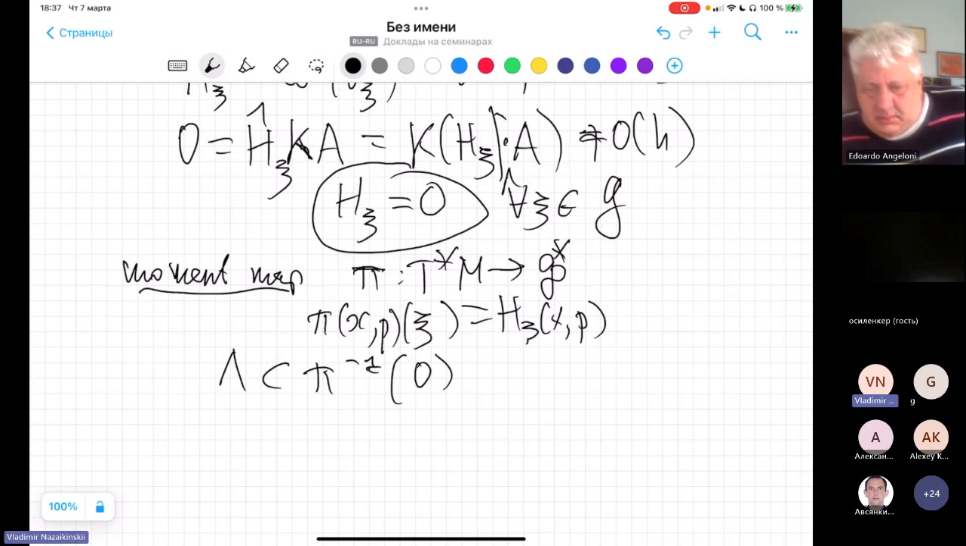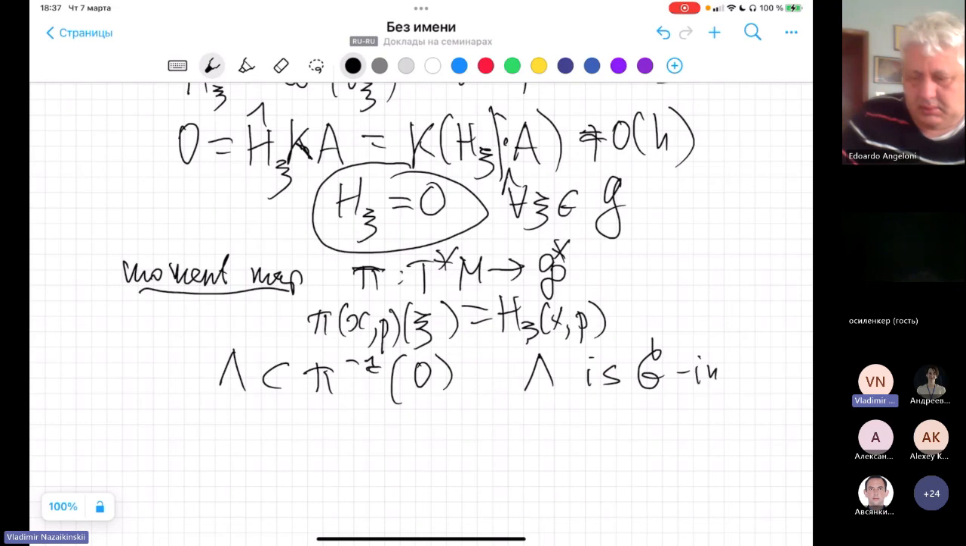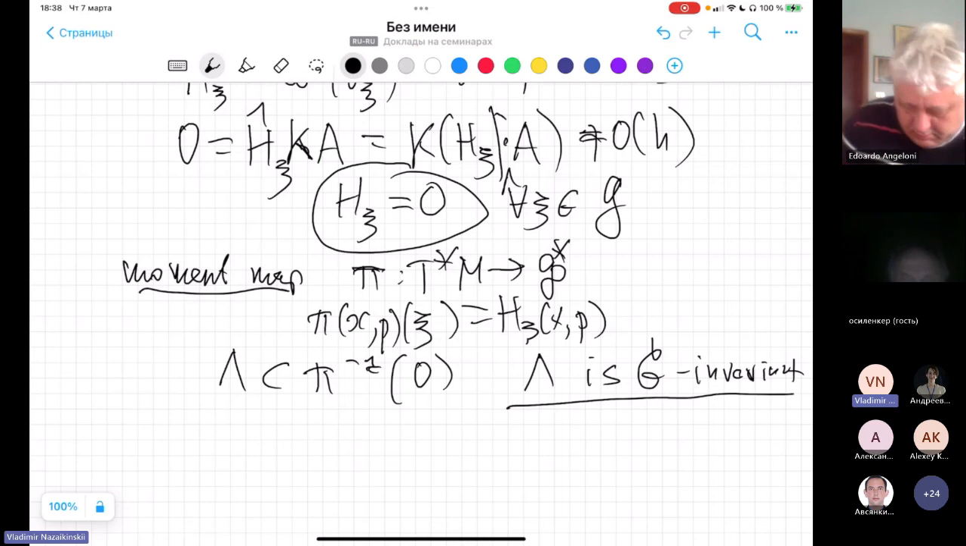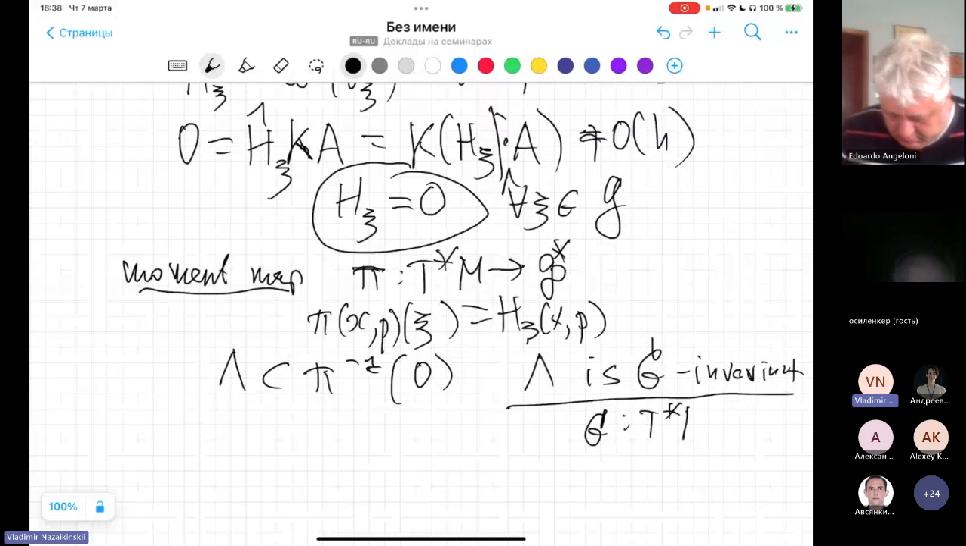Well, moreover, since the Hamiltonians h psi are equal to 0 on lambda, it follows that the Hamiltonian vector fields of these h psi are tangent to lambda, and so lambda is G invariant. Lambda is G invariant with respect to the natural action of G on T star M.